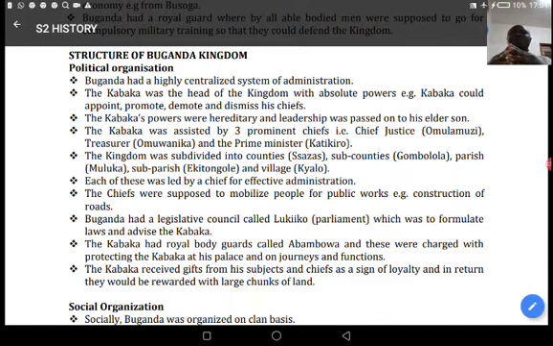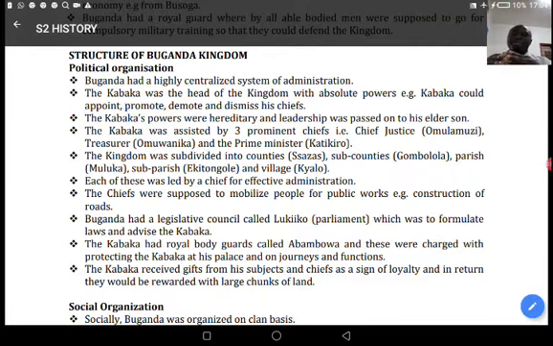Because it may sound very funny when you say politically Buganda participated in trade. Trade is not under political. It is an economic affair. Or one says economically Buganda was headed by a king. That is under political, it is administration.